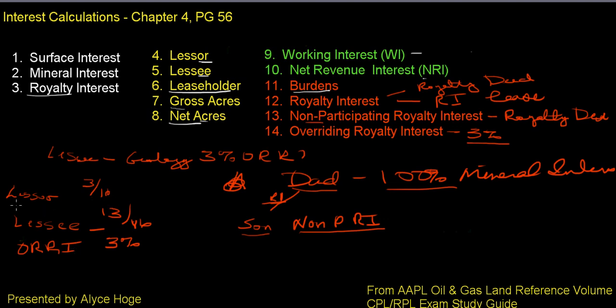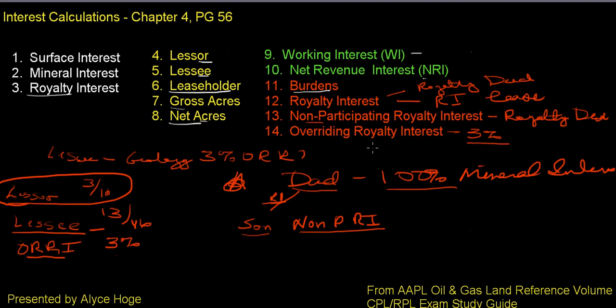Note that it doesn't come out of the lessor's share. The lessor is entitled to their 3/16 royalty. It doesn't matter who the lessee gives an overriding royalty interest to. So a lot of times you'll hear people say that the working interest is burdened by the overriding royalty interest. That means the lessee pays the bills for the overriding royalty interest. So I just don't want you to get confused about that terminology.